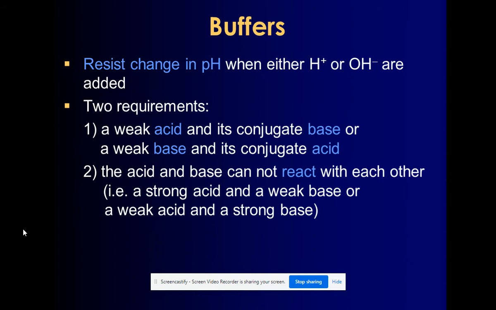And so we definitely want to make sure that we have components that are going to be able to resist changes in the addition of strong acid or strong base. And we also want to make sure that they don't react with one another. You can't have a strong acid present. You can't have a strong base present along with their conjugates. If you have a strong acid and it's paired with a weak base, all they're going to do is neutralize one another.